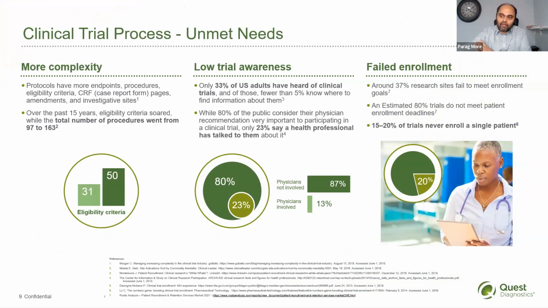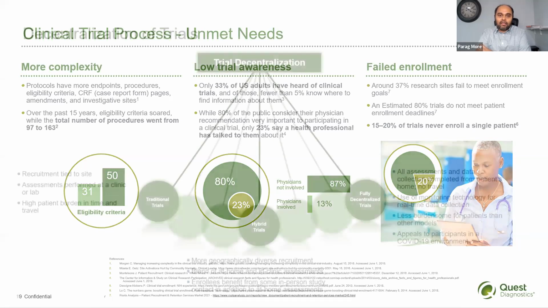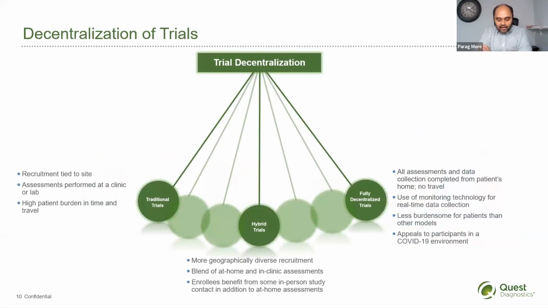And I'm sure, given the audience and who we are, we're fairly familiar that the complexity is increasing, and the trial awareness is more, but it's not to the level that we want. There is failed enrollment. There is a stat that more than 30%, 35% of the sites do not meet their enrollment goals.